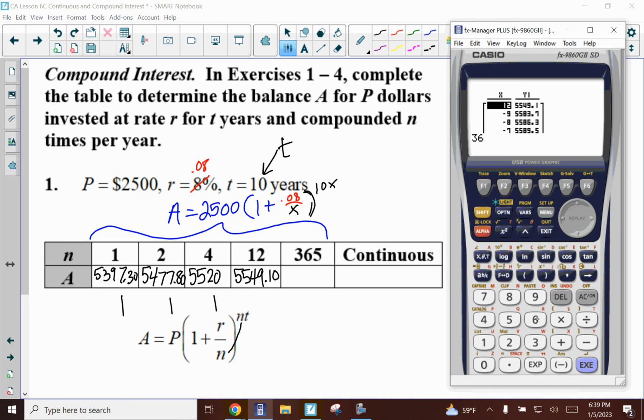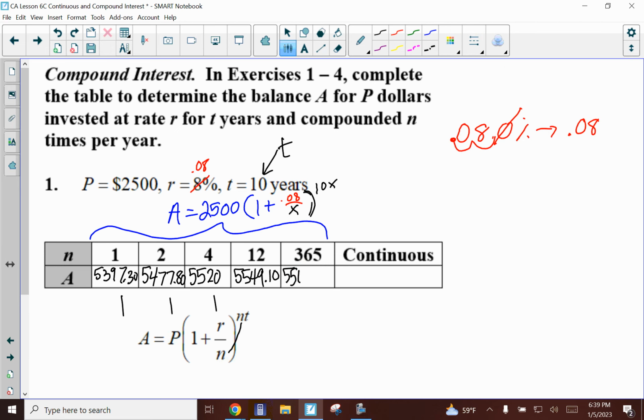So you are literally recalculating your amount. Oops, not 360, 365. You are calculating the amount every single day for 10 straight years. So that makes your money grow to 5,563.30. So you can see when you do your comparison and you start off with 1 time compounding, it's 5,397, and 365 times compounding, 5,563, definitely higher.